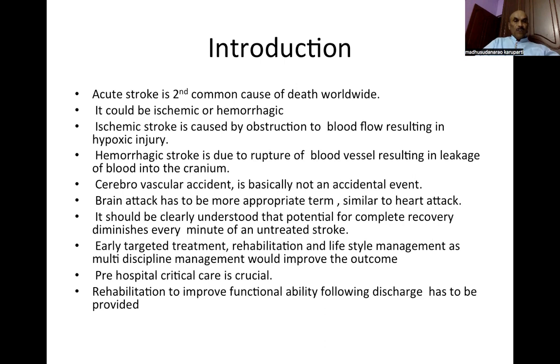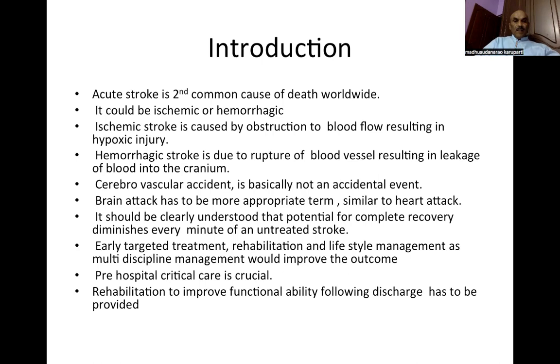Hemorrhagic stroke is due to rupture of a blood vessel, resulting in leakage of blood into the cranium. Cranial space is a restricted space. When blood leaks into the cranium, there is a gradual rise in the intracranial pressure, which in turn compromises the blood flow, thereby causing diffuse injury to the nerve cells.